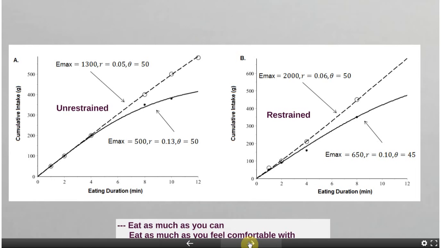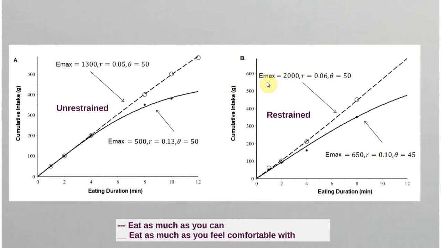There's another study by Westerterp-Plantenga, who looked at unrestrained versus restrained eaters. What we did is we calculated the Emax and R and theta for each of the two groups. The two groups were directed to eat as much as they can and as much as they feel comfortable with. And what you see is when they're asked to eat as much as they can, their Emax goes up, as it probably should, right? Because they're tasked to eat as much as they can.